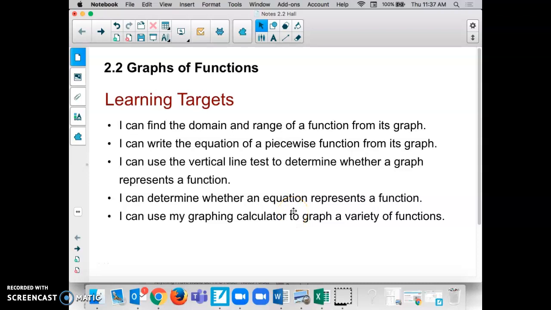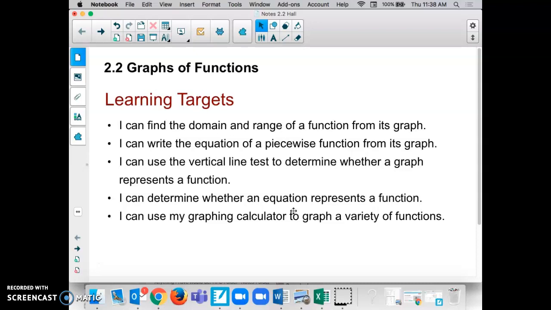So we're going to continue in chapter 2 on functions, 2.2. The learning targets are: I can find the domain and range of a function from its graph. Talk about the x values, the domain, and the y values, the range. I can write the equation of a piecewise function by looking at the graph. Then we'll get into looking at the vertical line test to determine if a graph represents an actual function.